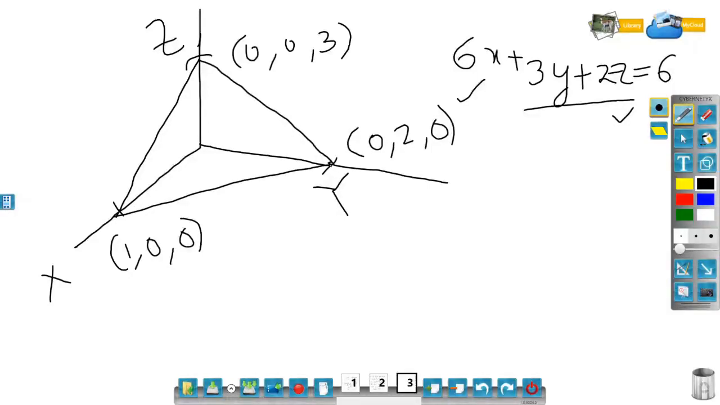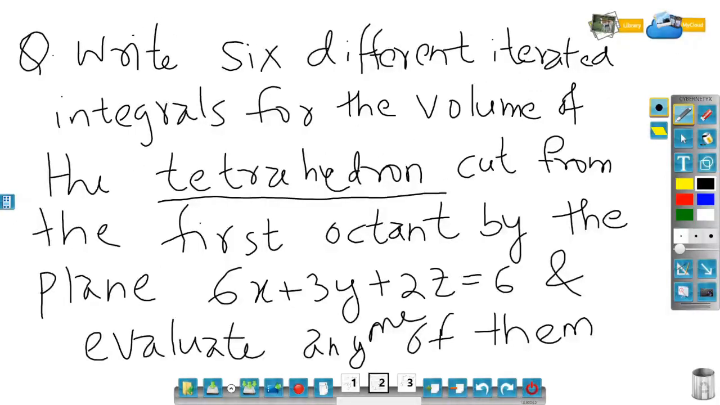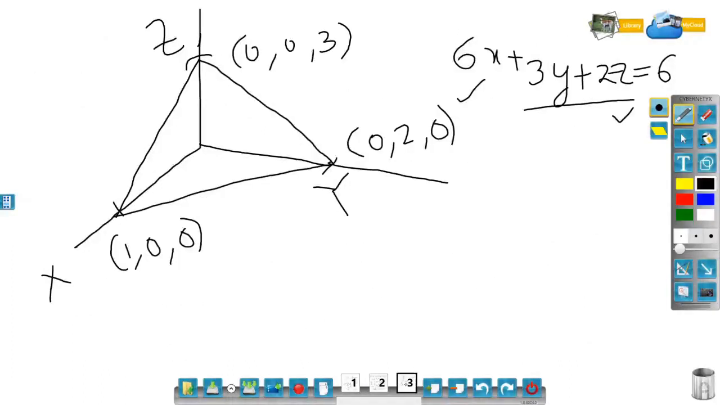Of course, this tetrahedron we have to find in the first octant only. It is said that it is cut from the first octant by the plane. So the first octant, when I say, that means x is greater than or equal to 0, y is greater than or equal to 0, z is greater than or equal to 0. So only this front part we have to take, right?